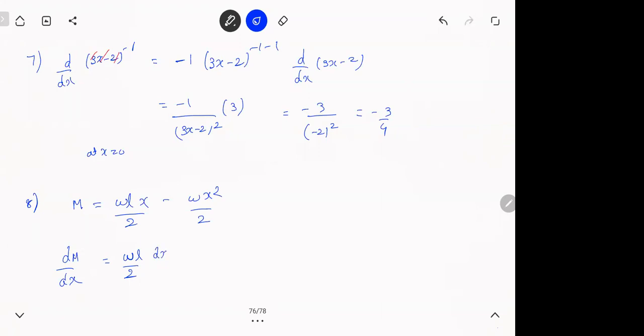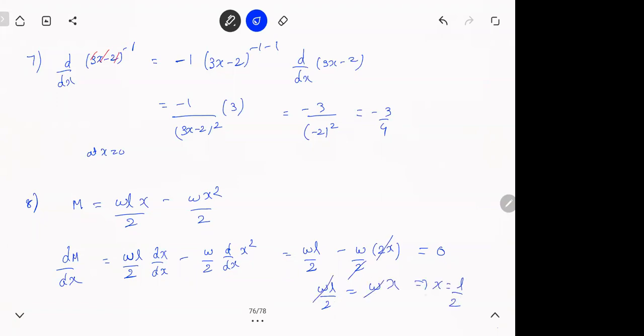Just let me show you that. dx by dx. w is constant, comes out, differential of x square. So this would be w L by 2 minus w by 2 into 2x. For maximum now, what should you do? Equal to 0. So w L by 2, the 2 goes off, it is wx, w goes off, x is L by 2. That is option B. But you have to do this much only.